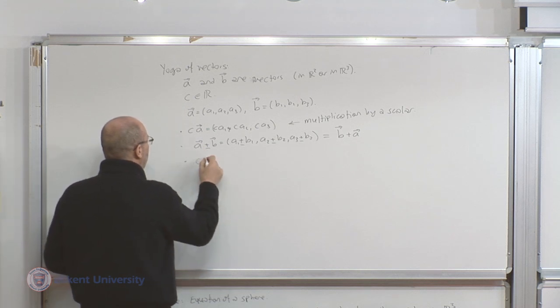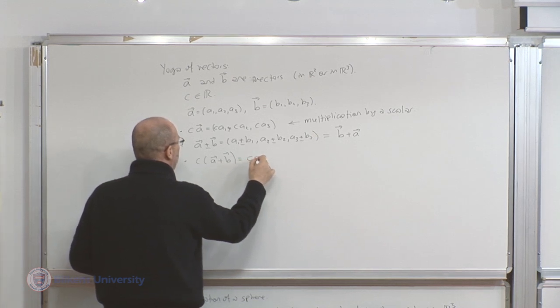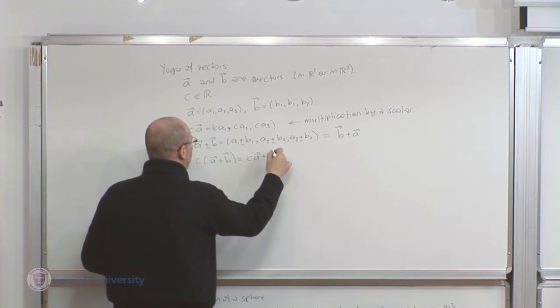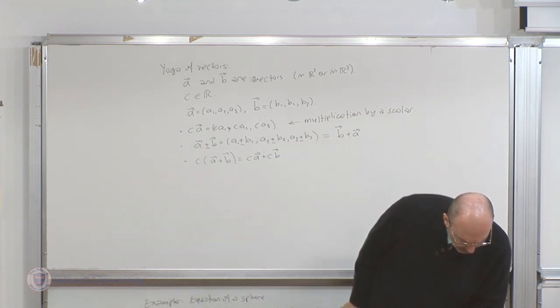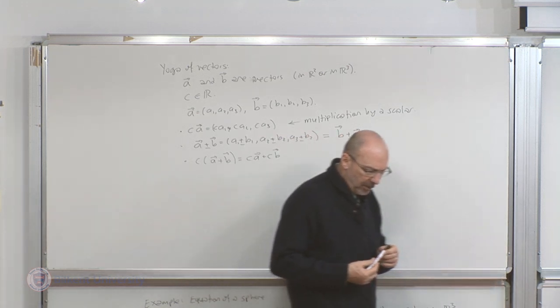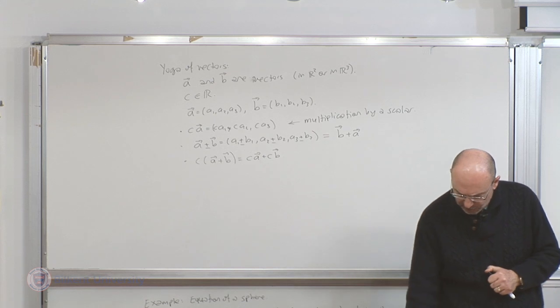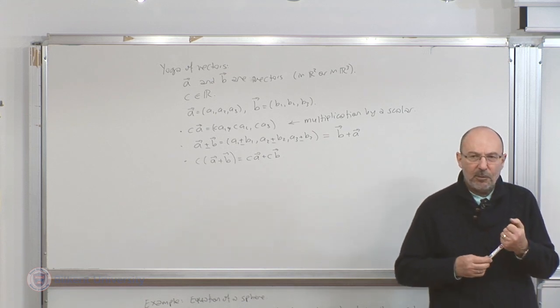Multiplication by a scalar distributes over addition. So c(A plus B) is cA plus cB. So let me check if that's all we want to remember. Okay, so I think these are enough. The other things are more obvious than these things. Okay, let's take a break, and next hour I'll start talking about the dot product.